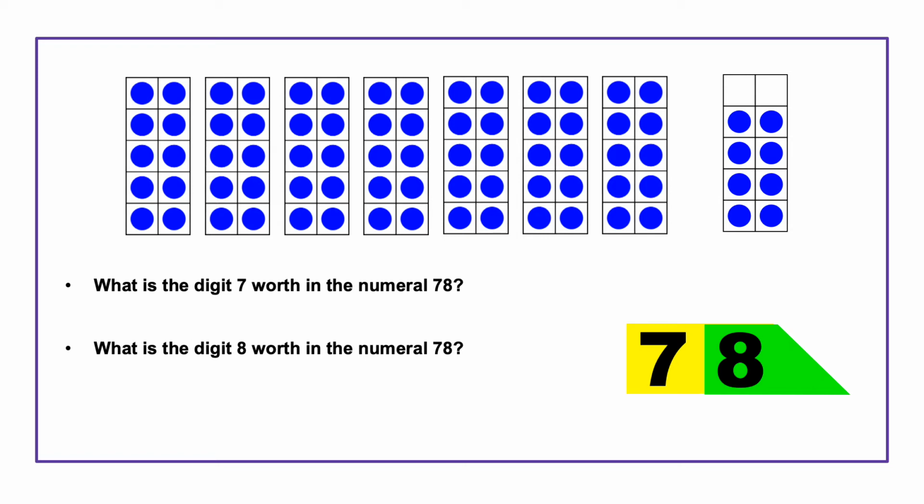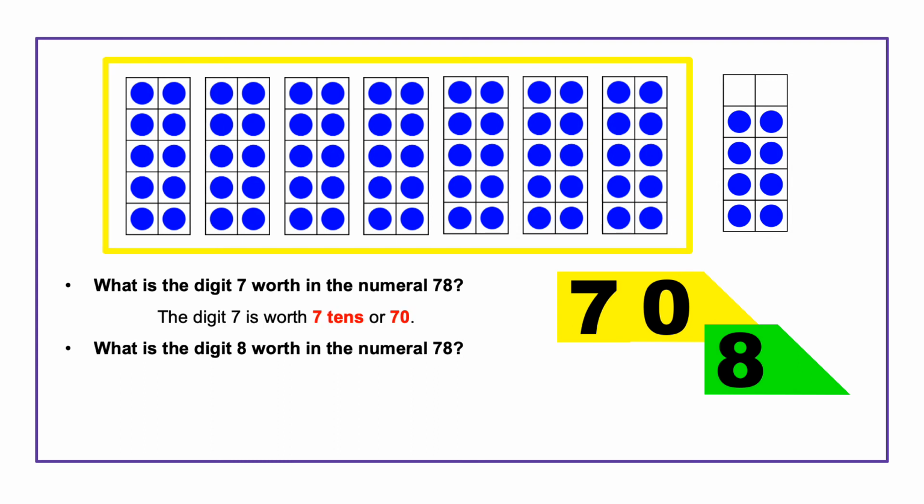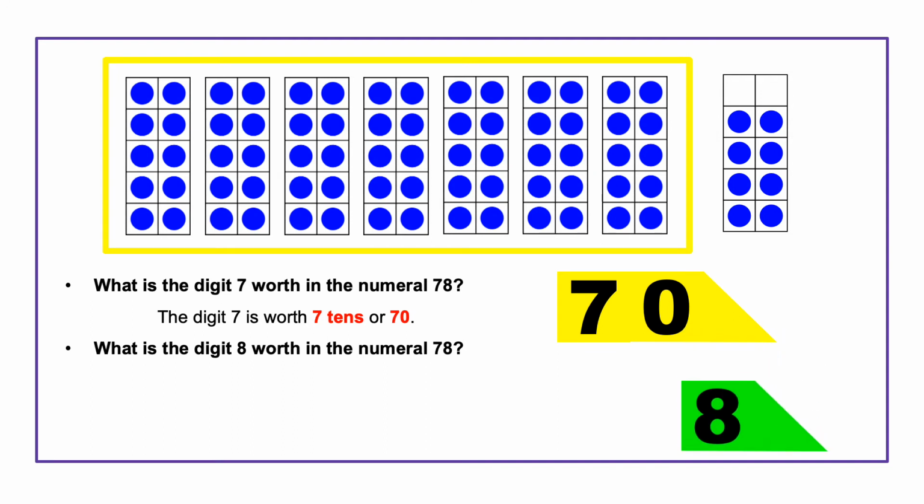We can see 78 is written with a 7 and an 8. If we partition this using our knowledge of place value, we can see that the digit 7 is worth 70. This is highlighted in yellow. So the digit 7 is worth 7 tens, or 70. We can see that 78 also contained an 8. The digit 8 is in the ones position and is worth 8 ones. You can see these 8 ones in green on the screen.